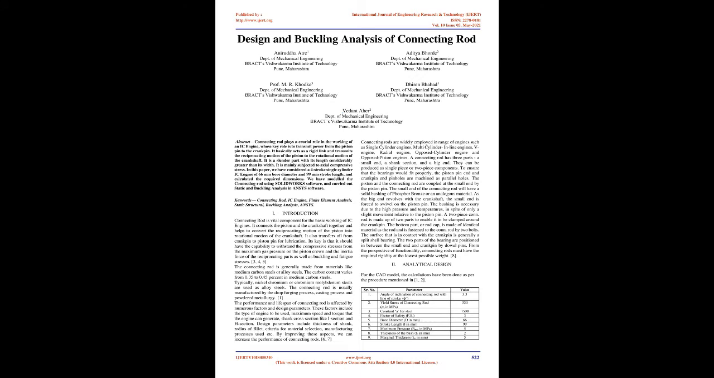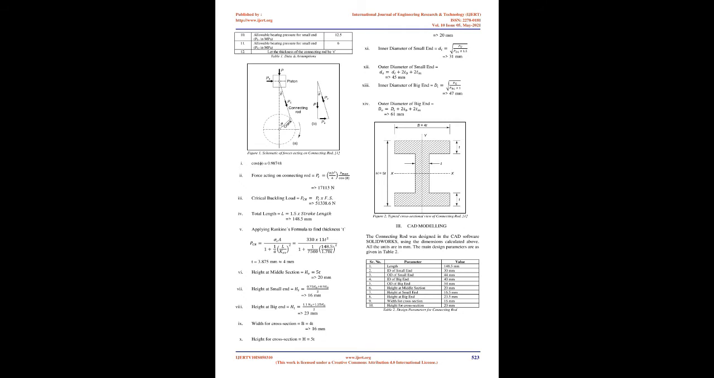Introduction. The connecting rod is a vital component for the basic working of IC engines. It connects the piston and the crankshaft together and helps to convert the reciprocating motion of the piston into rotational motion of the crankshaft. It also transfers oil from the crank pin to the piston pin for lubrication. Its key requirement is that it should be capable of withstanding the compressive stresses from the maximum gas pressure on the piston crown and the inertia force of the reciprocating parts, as well as buckling and fatigue stresses.